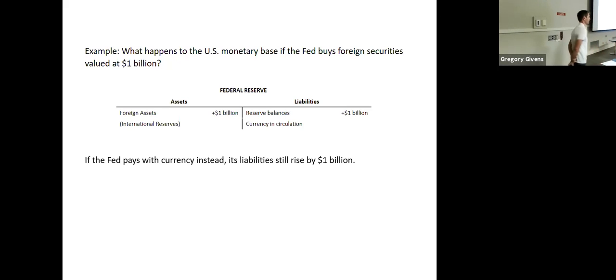What if, just hypothetically, the Fed would not do this, but what if instead the Fed paid with currency? So instead of another central bank, it was just some private investor that had all of these foreign bonds, and the Fed paid for it by backing up an armored truck full of cash. Then what would happen to the Fed's balance sheet in this case?